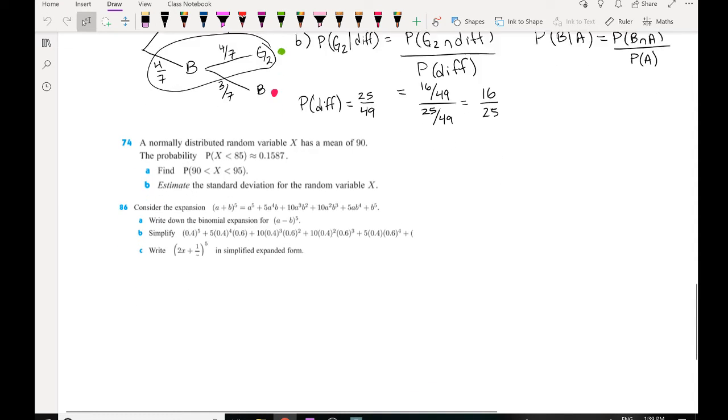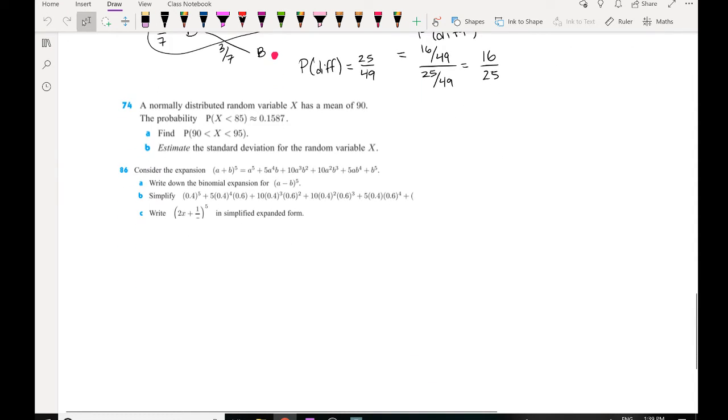And we'll move on to the second last of the questions that Jake asked about, which was 74. So we're on to normal distributions now. Cool. A normally distributed random variable x has a mean of 90. The probability that x is less than 85 is approximately 0.1587. Okay.